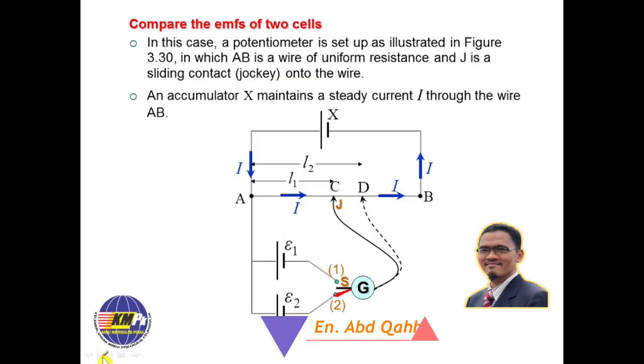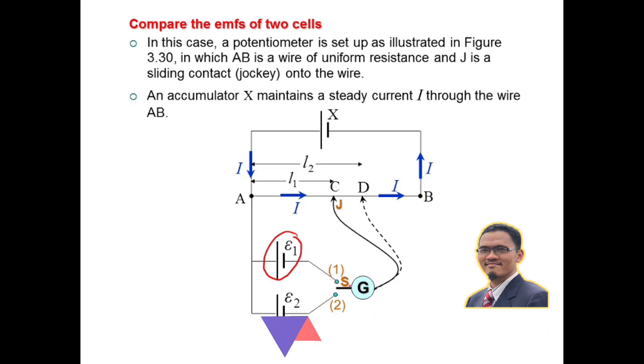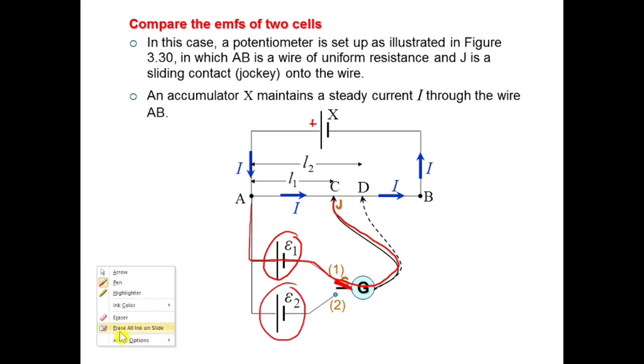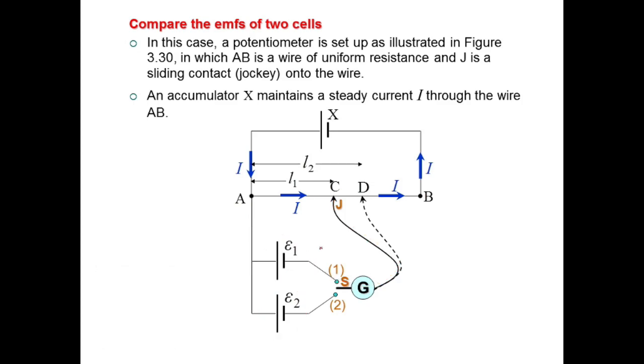What happens here? The first step, we put EMF number 1, and the switch is set to point number 1. That means current flows only through battery number 1. Battery number 2 can be ignored in this step. Then we slide the jockey and get the first reading, length 1. Let's say length 1 equals 40 centimeter.